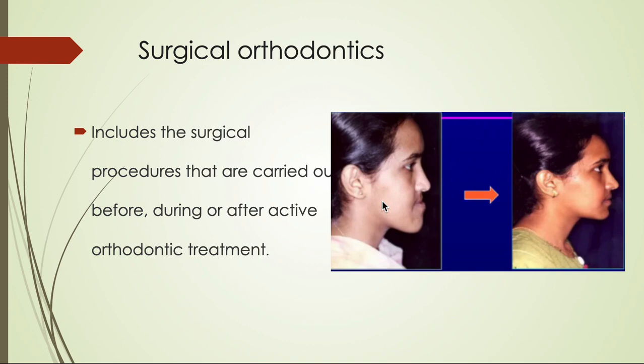Next branch is surgical orthodontics. It includes the surgical procedures that are carried out before, during or after active orthodontic treatment. These surgical procedures are usually done after the growth period. For class 2, class 3 malocclusion, for intrusion in gummy smile or vertical maxillary excess and all, you have to do the surgical procedures. That comes under the branch surgical orthodontics.